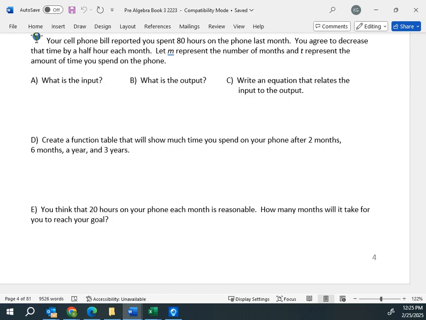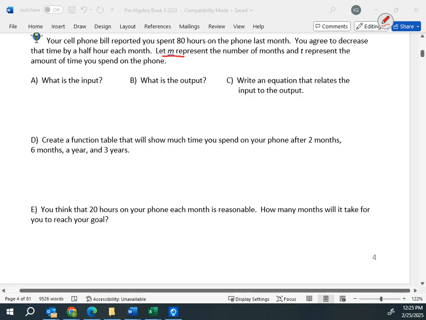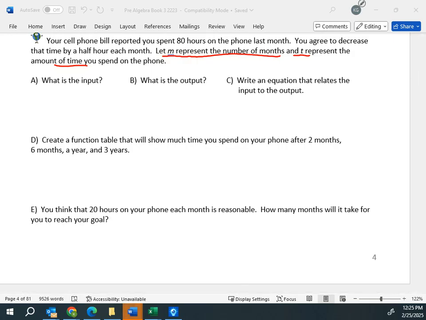So we know that we have M for months and T for time. See if you can figure out the input and the output. And then what would our equation look like?